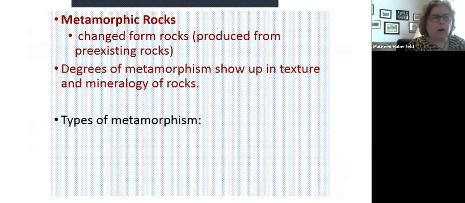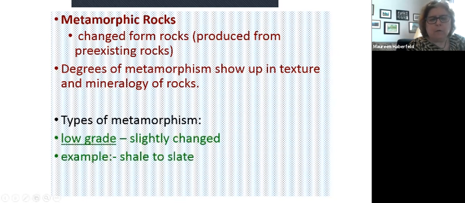The third type of rock are metamorphic rocks. Metamorphic rocks are changed rocks that formed from heat and pressure acting on pre-existing rocks. And the degree of metamorphism shows up in the texture and the mineralogy of the rocks. So there's two types of metamorphism. There's low-grade metamorphism, where the rock is only slightly changed.